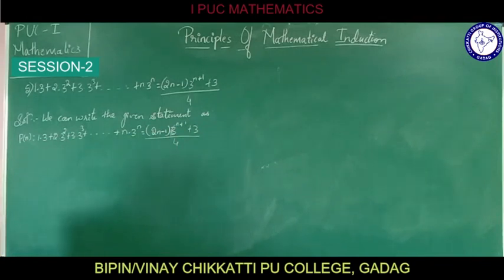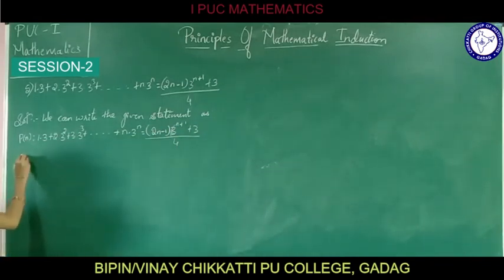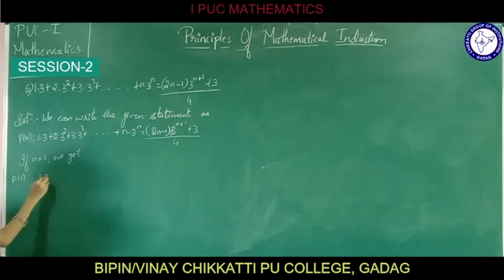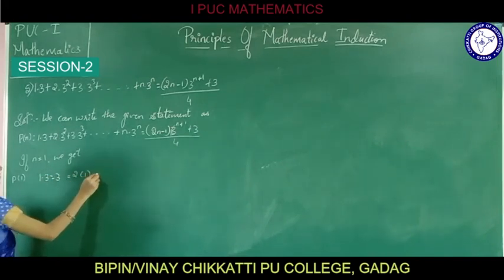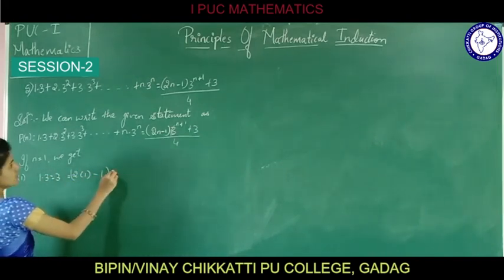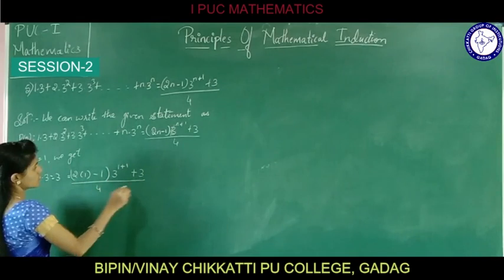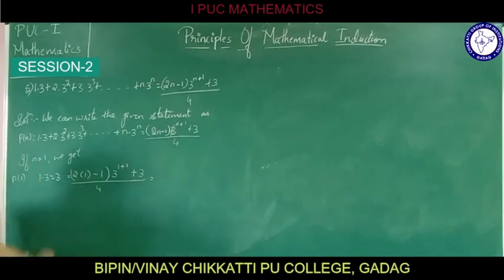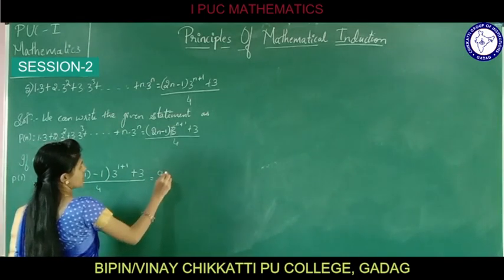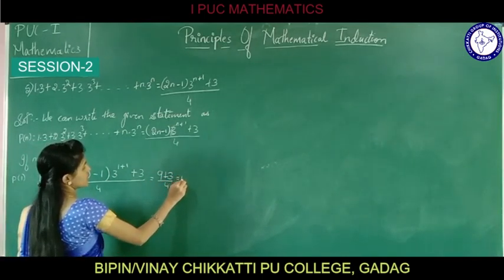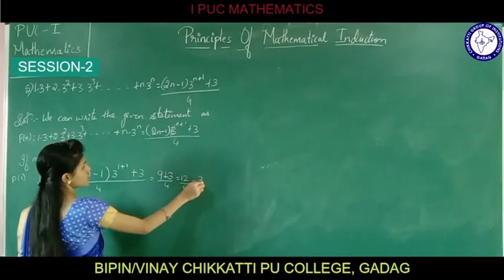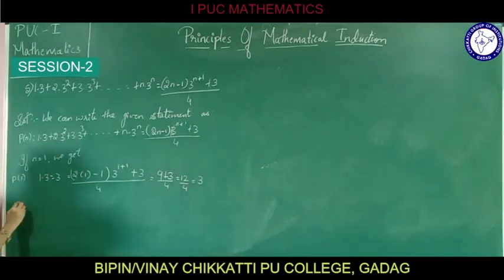Now we will prove it for n equal to 1. If n is equal to 1, we get P of 1, that is 1 into 3 is equal to 3, nothing but 2 into 1 minus 1, 3 raised to 1 plus 1 plus 3 by 4. On simplifying, 2 ones are 2, 2 minus 1 is 1, 3 square is 9 plus 3 by 4, nothing but 12 by 4, which is equal to 3 again. Hence we are going to write which is true.